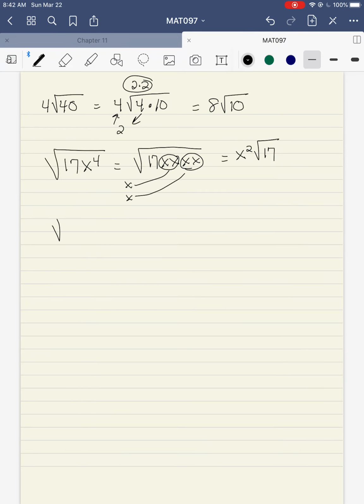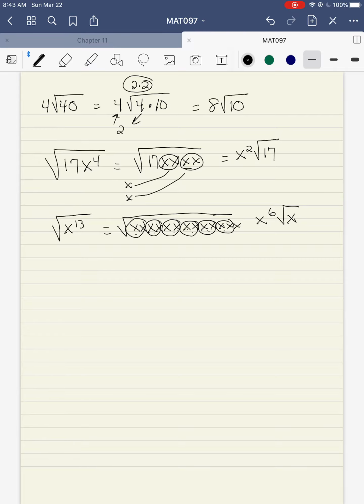What if I just had the square root of x to the 13th? This is going to equal 13 x's, or I could group them in 2's as I'm doing it. 1, 2, 3, 4, 5, 6, 7, 8, 9, 10, 11, 12, 13. So every time I group 2, 1 comes out. So I've got 1, 2, 3, 4, 5, 6 groups. So that's x to the 6th. There's 1 left. Square root of x is still in there.